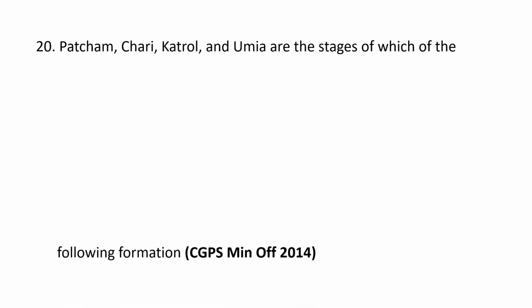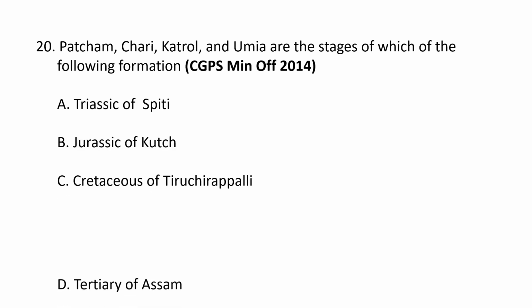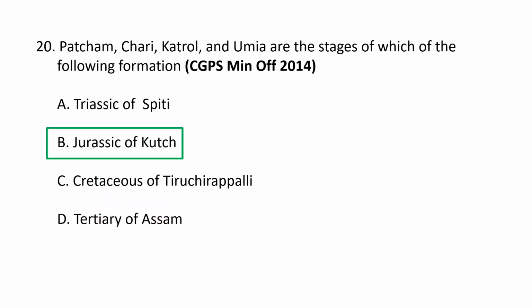Next question. Patcham, Chari, Katrol and Umia are the stages of which of the following formation? A. Triassic of Spiti, B. Jurassic of Kutch, C. Cretaceous of Tiruchirappalli, D. Tertiary of Assam. So the correct option is B. Jurassic of Kutch. Patcham, Chari, Katrol and Umia are the names of the geological formations which are found in the Kutch region of India, and it represents a sequence of sedimentary rocks from the Jurassic period which are listed in ascending order, meaning the Patcham is the oldest and Umia is the youngest formation within the sequence. So these belong to Jurassic of Kutch. B is the correct option.